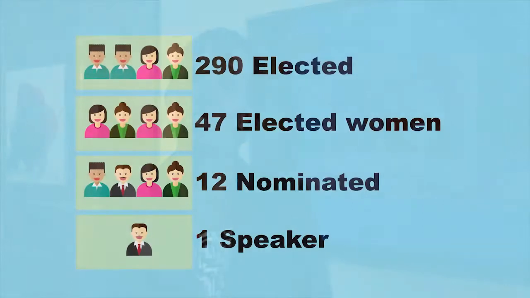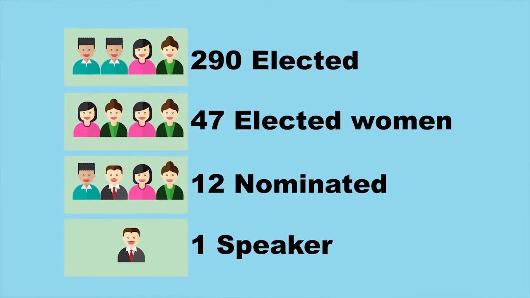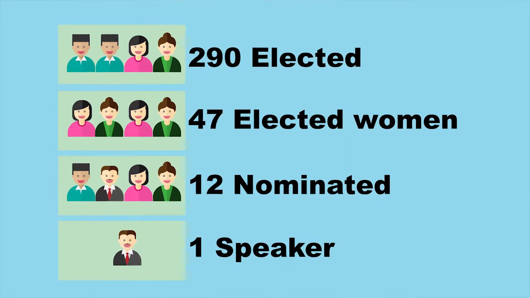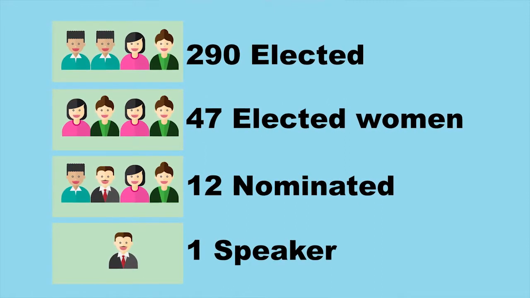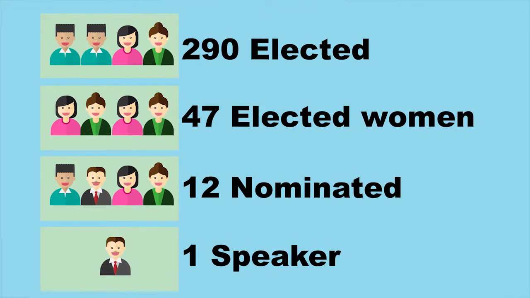In terms of the composition, we'll look at the National Assembly, which consists of 350 members. These include 290 members who are elected from their respective constituencies. We have 47 women who are elected from each county. Then we have 12 members who are nominated by political parties based on their proportional representation in the National Assembly. And then we have the Speaker, who is an ex-officio member of the National Assembly.